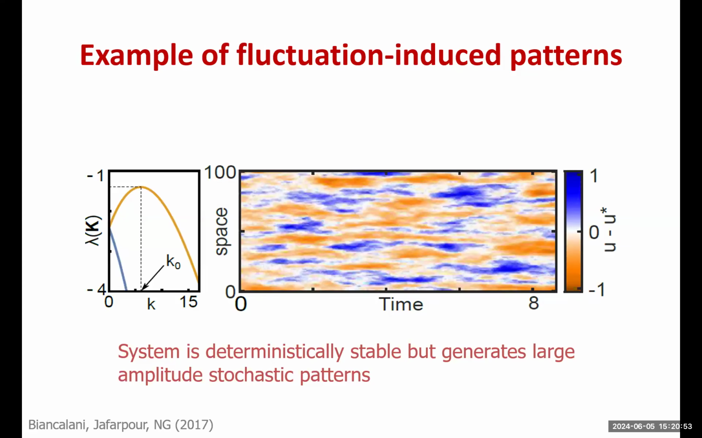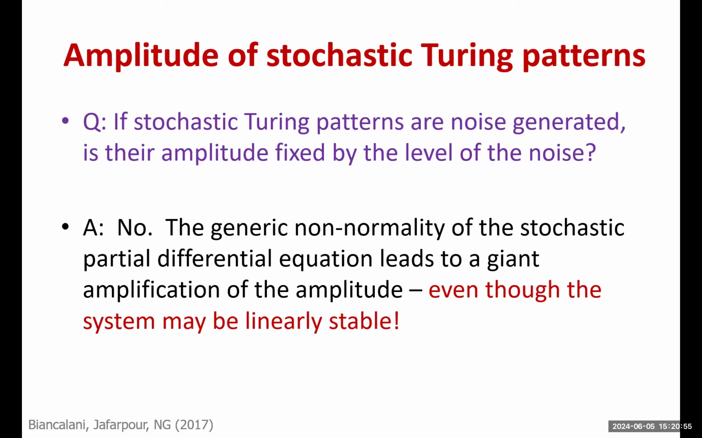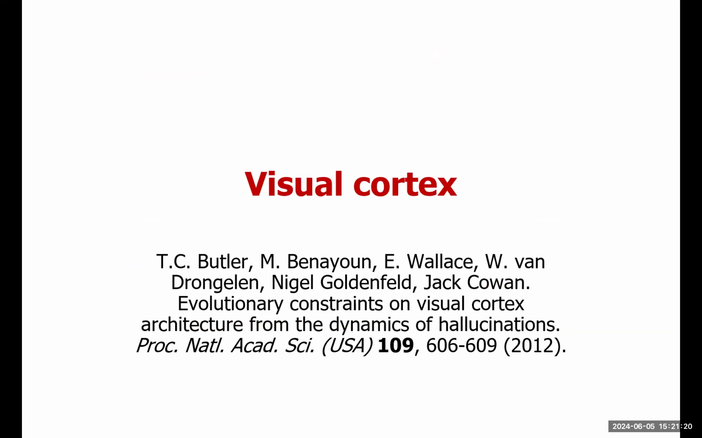So anyway, just to summarize, if the stochastic Turing patterns are noise generated, is the amplitude fixed by the level of noise? No. Generically, the stochastic partial differential equations have non-normal eigenvectors, and so you get a giant amplification of the amplitude, even though the system may formally be linearly stable. Now I'll show you a really interesting example of this.